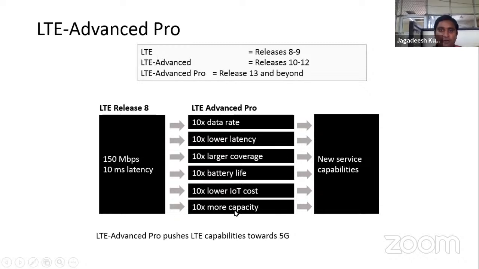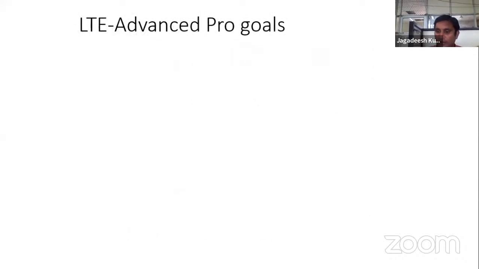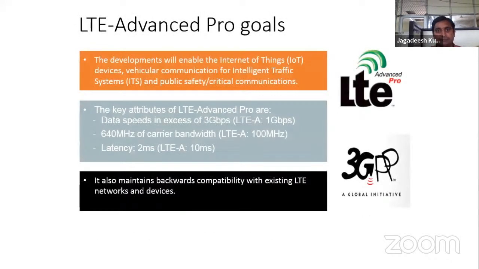Battery life will be 10 times. Lower Internet of Things cost, more capacity. Which will enhance our capacity and will increase our new service capabilities also. This is one of the advantages beyond this LTE. So we are going for this LTE Advanced Pro, and this will automatically be in release 16. So the developments will enable the Internet of Things, vehicular communication, intelligent traffic. Nowadays everyone is installing GPS in their cars and everything. So the tracking and all will be very much possible through this LTE Advanced.